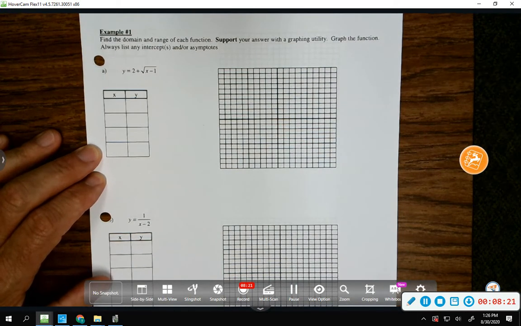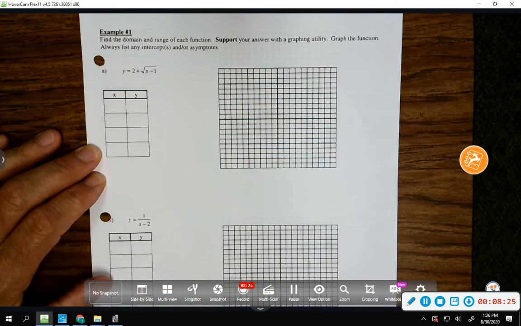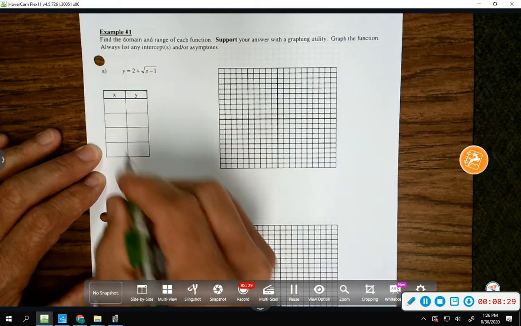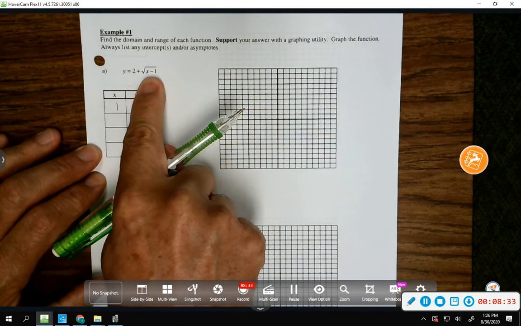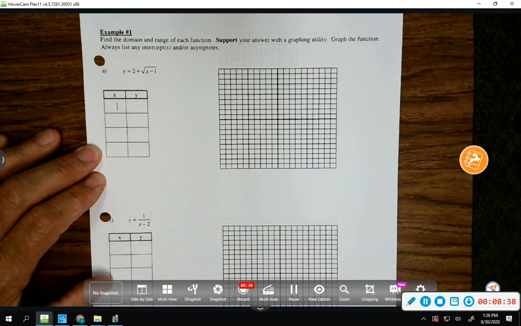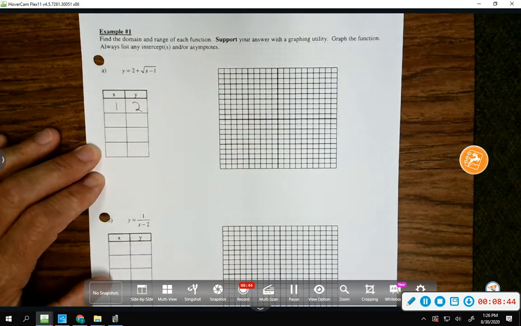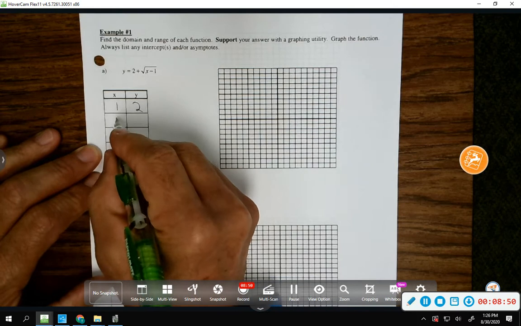What we do want to do is be able to pick good values for x that are going to produce nice values for y. So in this particular problem, the most interesting value of x is x equals 1, because that makes the argument of this function 0. 1 minus 1 is 0, and the square root of 0 is 0. 0 plus 2 is 2. Is 2 a good number to plug in? Yeah. 2 minus 1 is 1. Square root of 1 is 1. 1 plus 2 is 3.